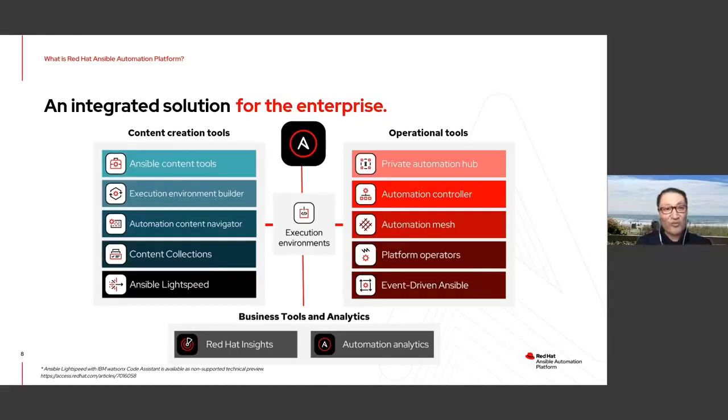This is a quick overview of what the integrated solution for your enterprise is. That shows you the components of the Ansible automation platform. You have the content tools, the execution environment builder. You have the automation content navigator that helps you to develop and test your execution environment while you're developing. And then we have the content collections that work with all your major vendors to help you automate faster. And then we have the Ansible Lightspeed, which is the artificial intelligence assist.